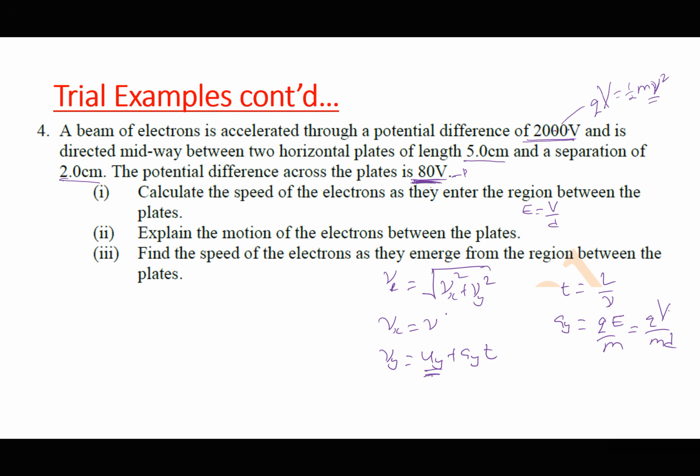Initial velocity in the vertical is 0. So you just substitute this. V in the Y will be equal to Q times V over m d times T, which is L over V. Then now we substitute for the values of V in part 1 and V, the second value of V squared, and find the square root.